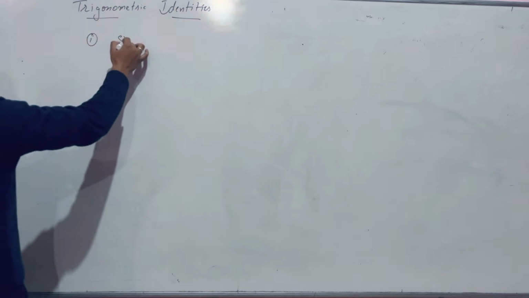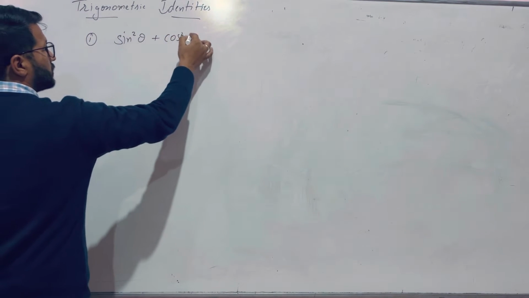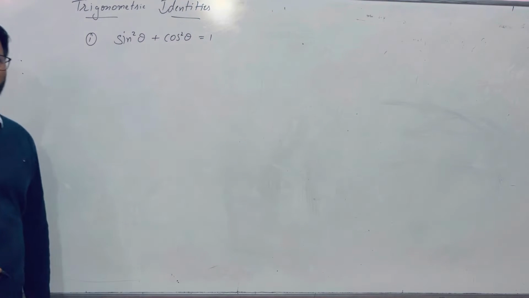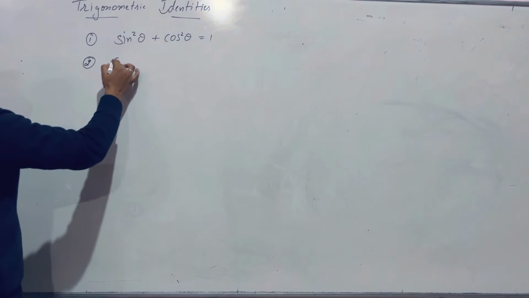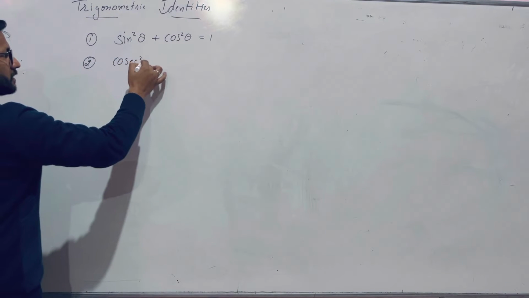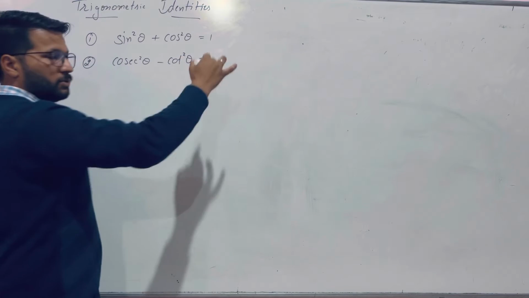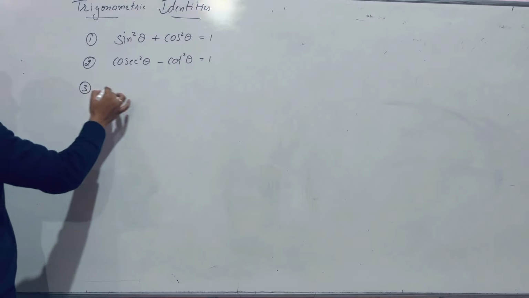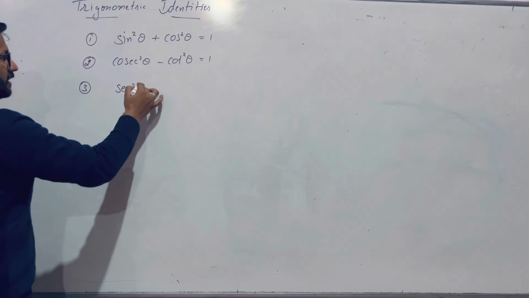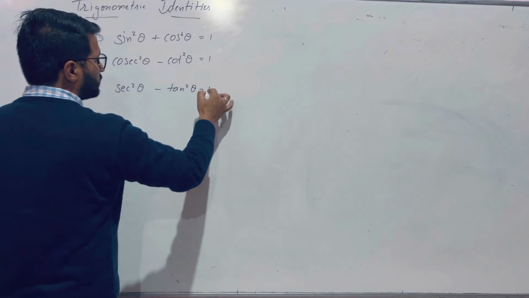The first one is sin square theta plus cos square theta is equal to 1. The second identity is cosecant square theta minus cot square theta is equal to 1. The third identity is secant square theta minus tan square theta is equal to 1.